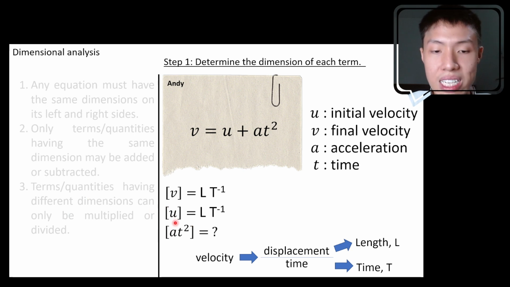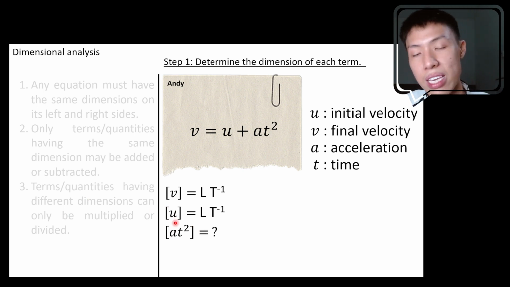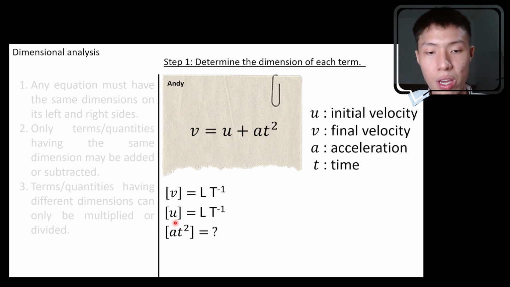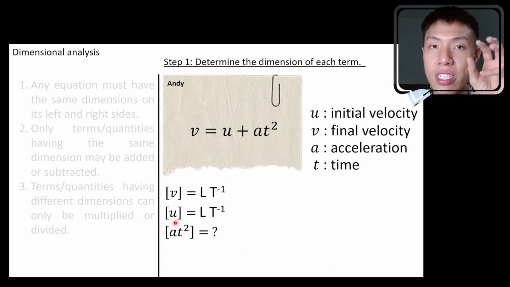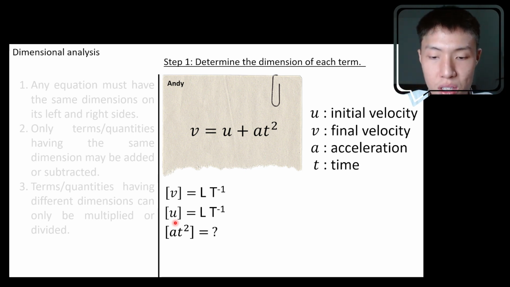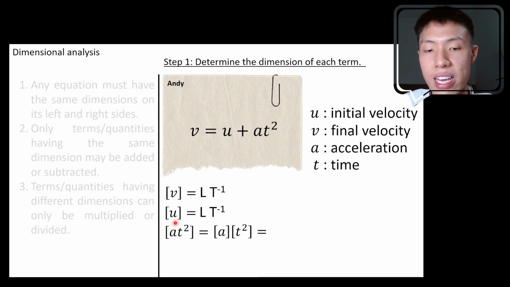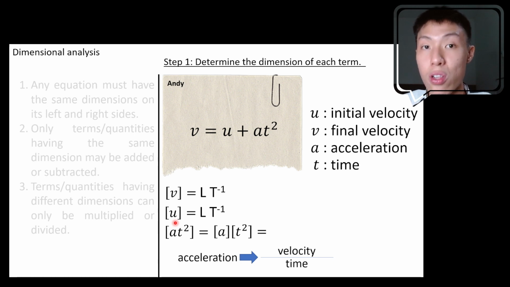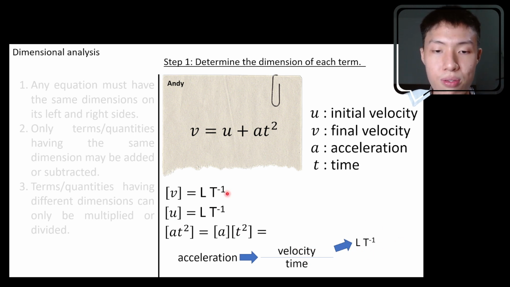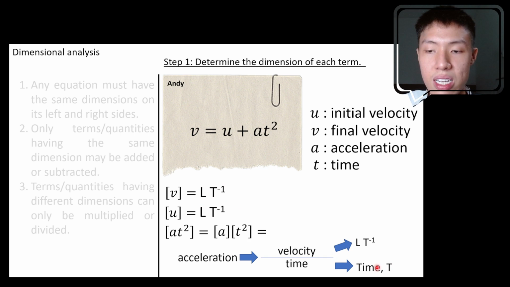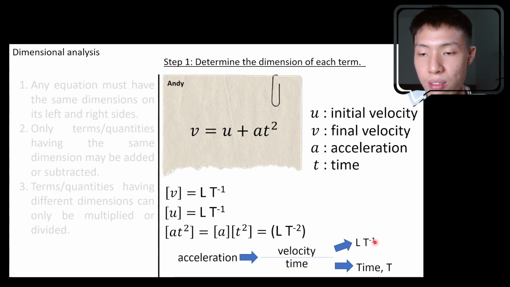For the last one, AT squared, it's a little bit different from V and U, so let's do it slowly. A and T squared are multiplied together, so we can break it into A and T squared. That's the first step: break it into its components. Let's find the dimension of acceleration. Acceleration is velocity against time. Velocity is LT negative 1, as we learned above, then divided by time T. If you combine them, you get LT negative 2, because T negative 1 divided by another T gives T negative 2.